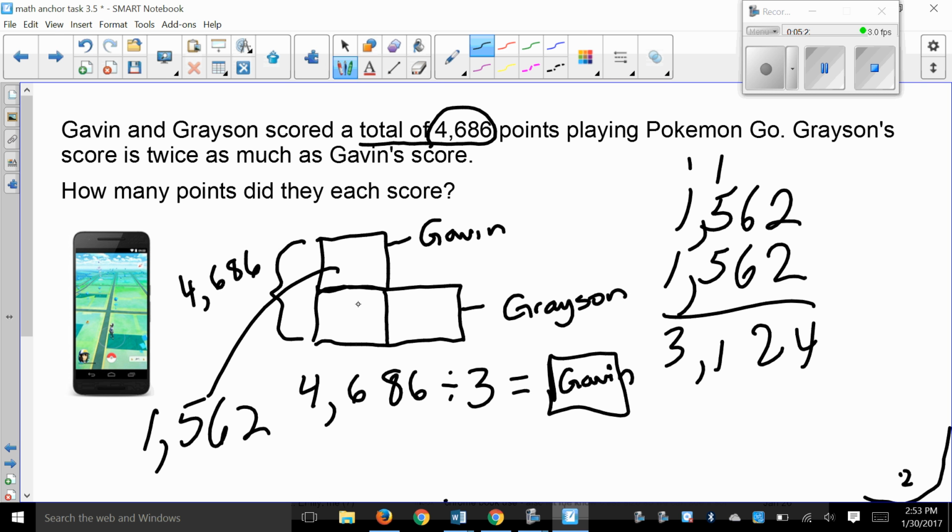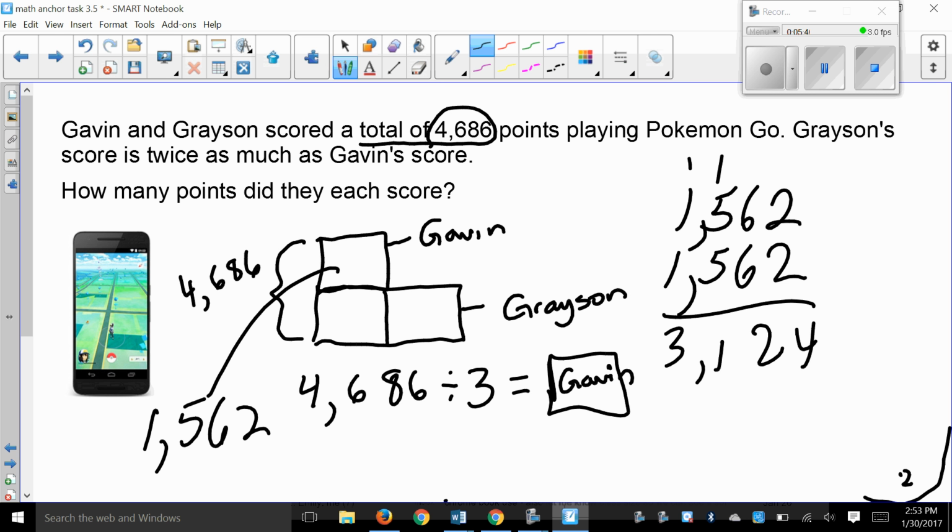So now I can see that this one part has a value of 1,562. These two parts together have a value of 3,124. So Grayson's score was 3,124.